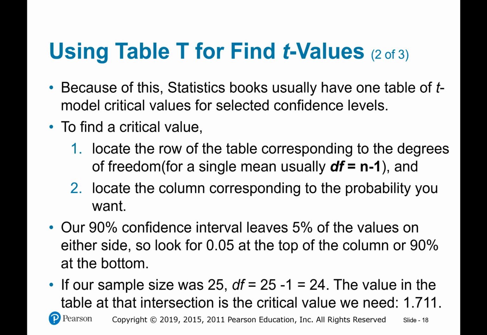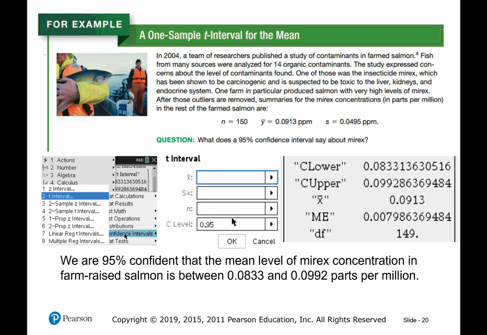So again, I kind of glossed over this stuff here. For this, we're looking to write a confidence interval. Again, with a 90% confidence interval, we get 5% on the tails on either side. So if our sample size was 25, our degrees of freedom is 24. You can do that with the calculator.